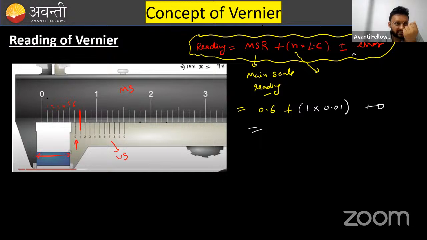Ajay, I couldn't hear you properly. Yes Nikhil, MSR is 6 means if I say this is 1, 2, 3, 4, 5, 6, the sixth division, and each division is 0.1. So what is the main scale reading? 6 divisions means 0.6.